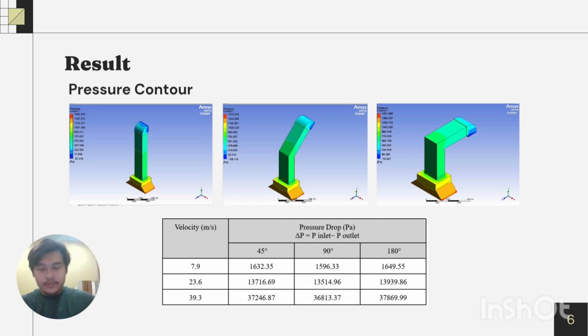As we can see in the table, the pressure drop for 90 degrees is quite significant compared to 45 degrees and 180 degrees. The pressure drop is actually the pressure at the inlet minus the pressure at the outlet.